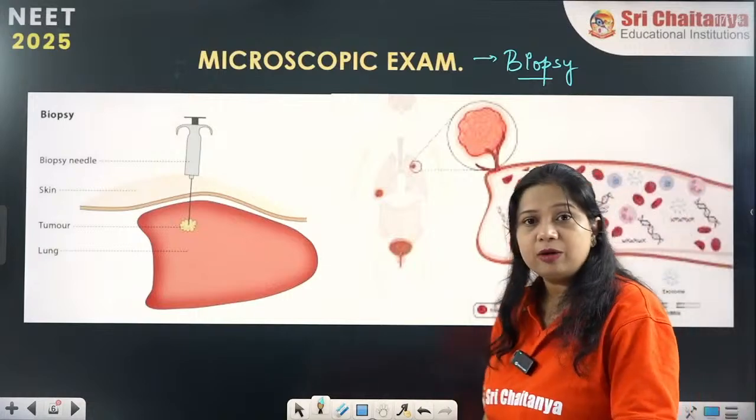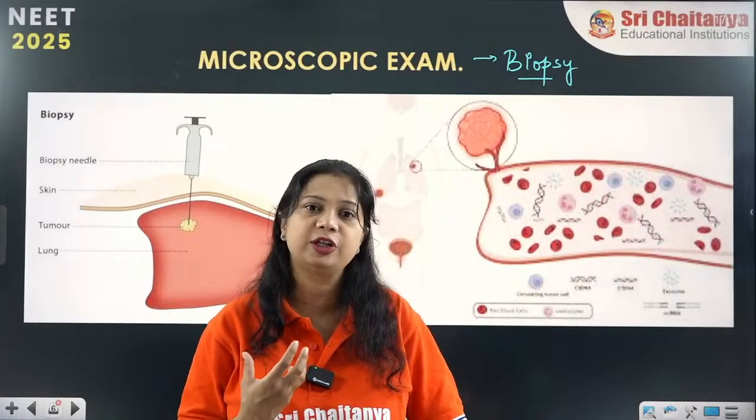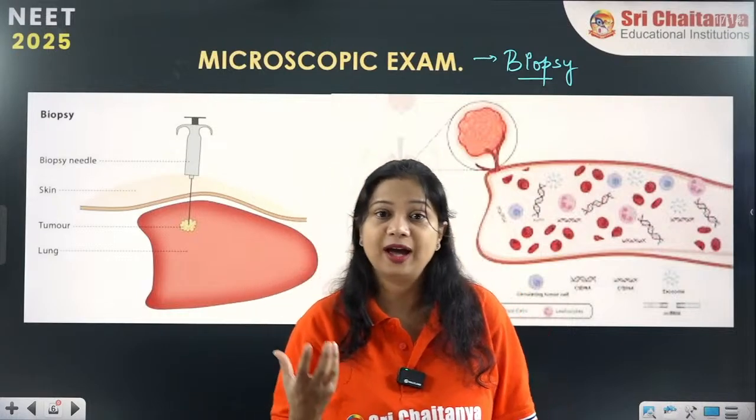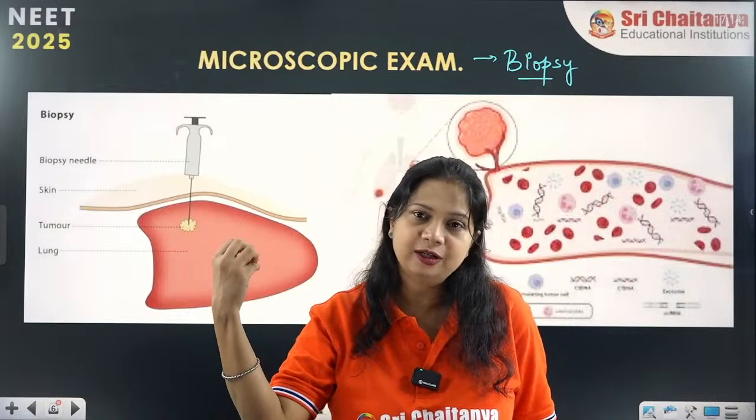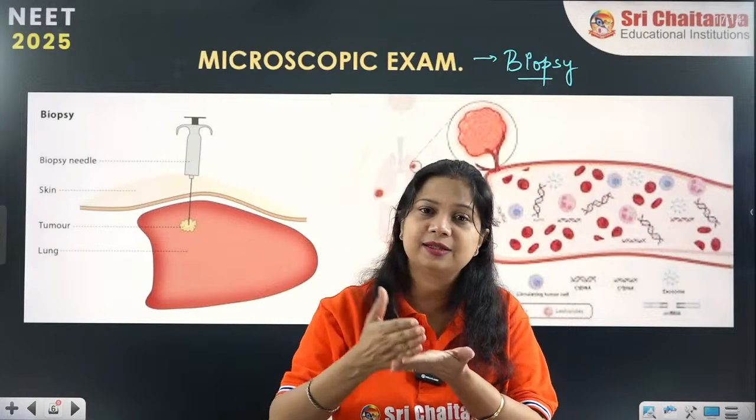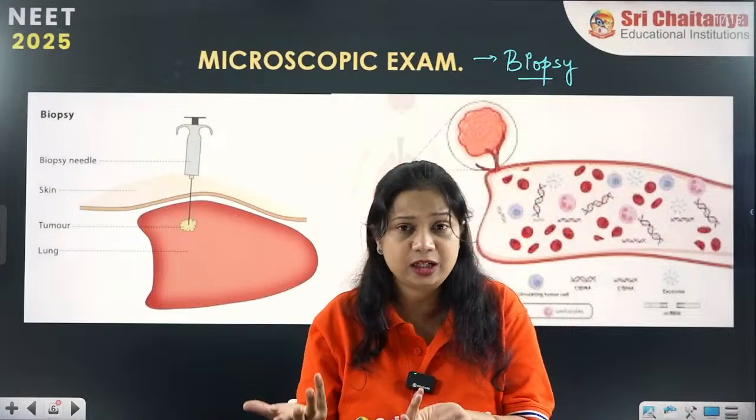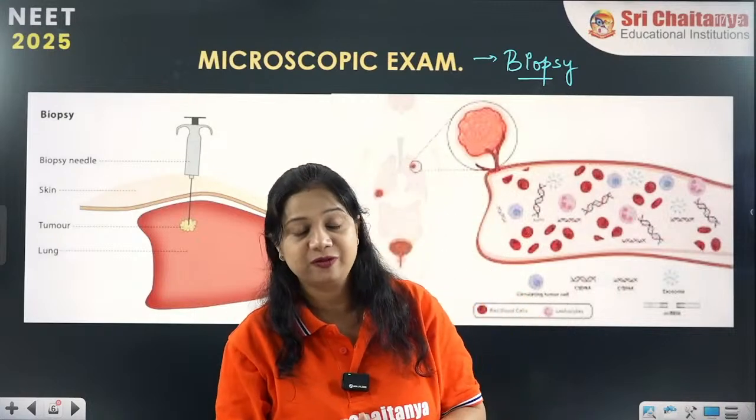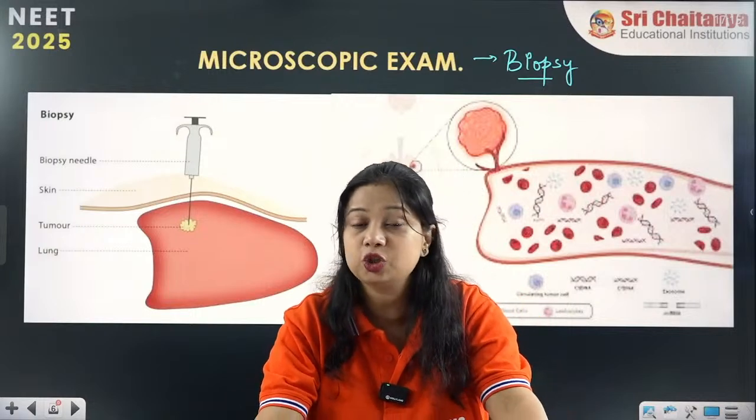So in case of biopsy, whatever tissue we suspect to have a cancerous growth, we take a pinch of it, take out some part, make thin slices, stick it on a slide, stain it with colors, with different dyes, and observe it under the microscope. This whole process is called tissue biopsy.